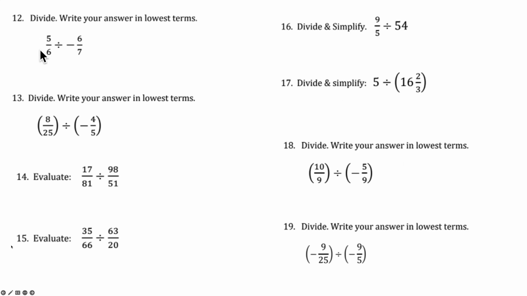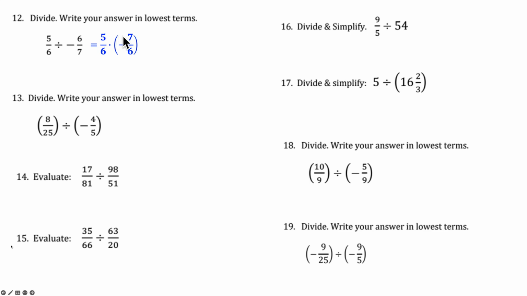Here comes our division now. All right, so here's what we want to do. Change the division to multiplication and flip the second fraction. Even if it's a negative, you just flip it. Just leave the sign alone. So positive times a negative, we're going to get a negative answer, so put equals a negative.